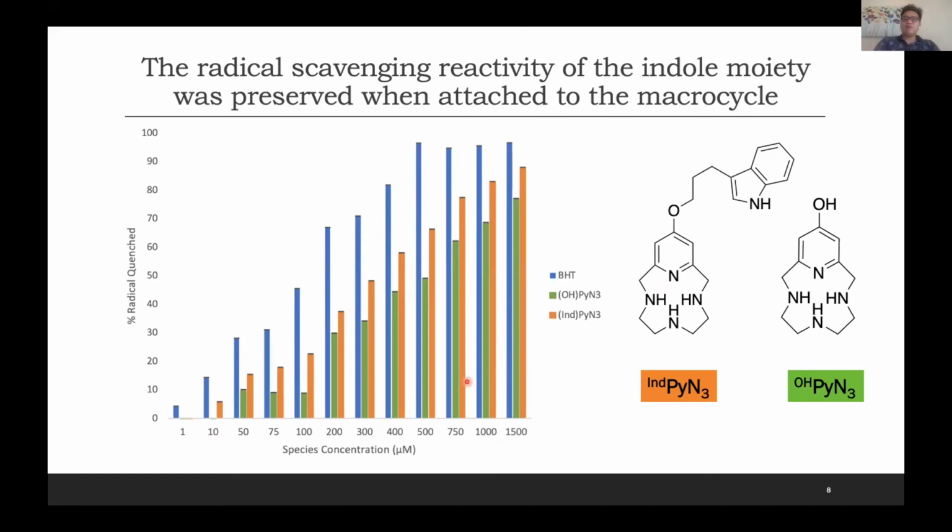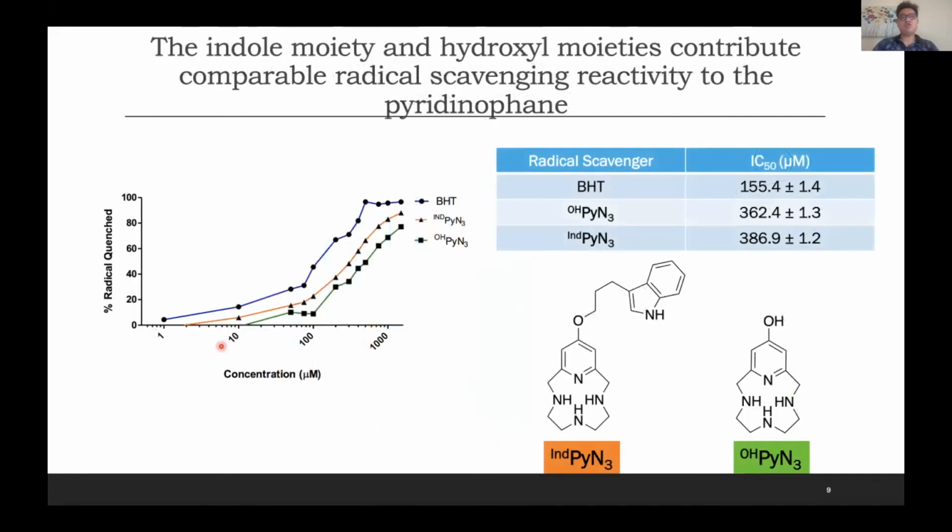We wanted to extrapolate the values of this graph to a singular value. So we converted the concentration ranges to a logarithmic scale, allowing us to extrapolate an IC50 value. The IC50 value is a concentration for each radical scavenger that is able to quench 50% of DPPH. The lower the IC50 value, the more potent the radical scavenger, as you need less of it to quench 50%. We can see with BHT, there's 155.4, and OH-3 and indole-3 are 362.4 and 386.9 micromolar respectively, allowing us to understand that indole-3 and OH-3 have comparable radical scavenging reactivity.